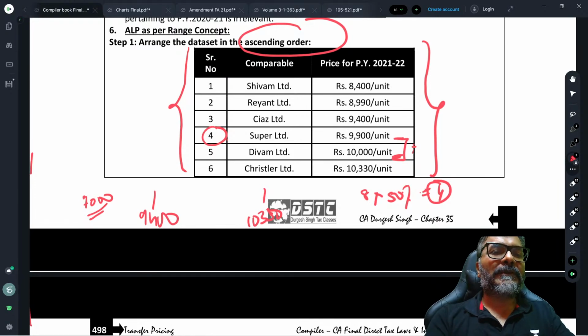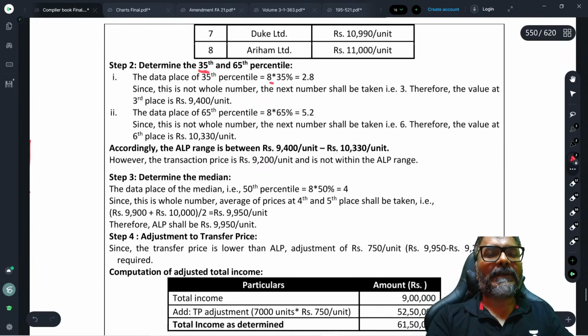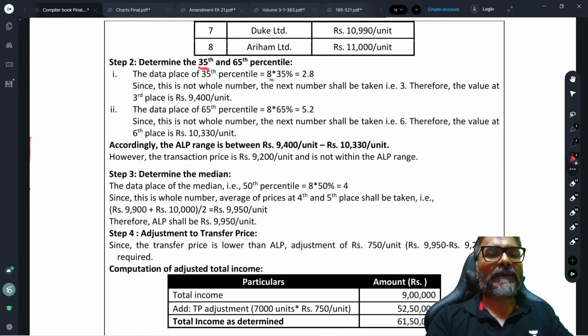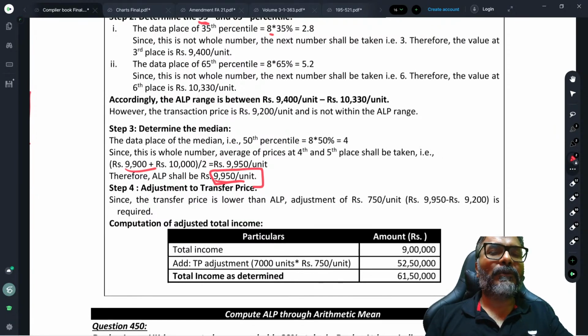By virtue of this, you take the price at this and the price at that. So what is the average? 9,950. The average of these two, students, is 9,950. Now accordingly, you will do the transfer pricing adjustment. How much would it be? 2,950.